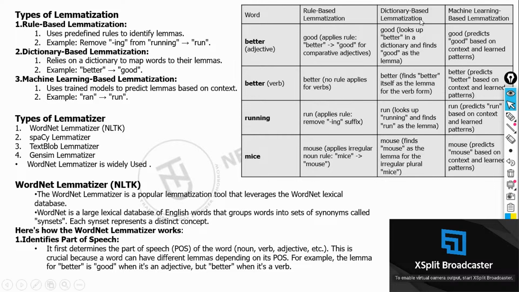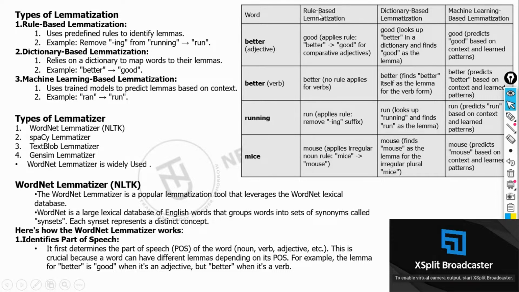Okay, then dictionary based lemmatization, it is going to look up a dictionary. Wherever the word better is having a part of speech as adjective, it finds the word and returns good as the output. The base form is again good. Even the machine learning based lemmatization will also return good, but differently.